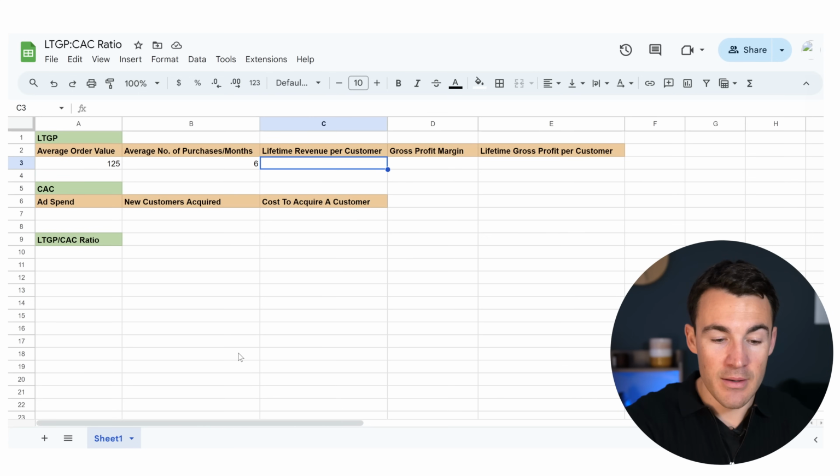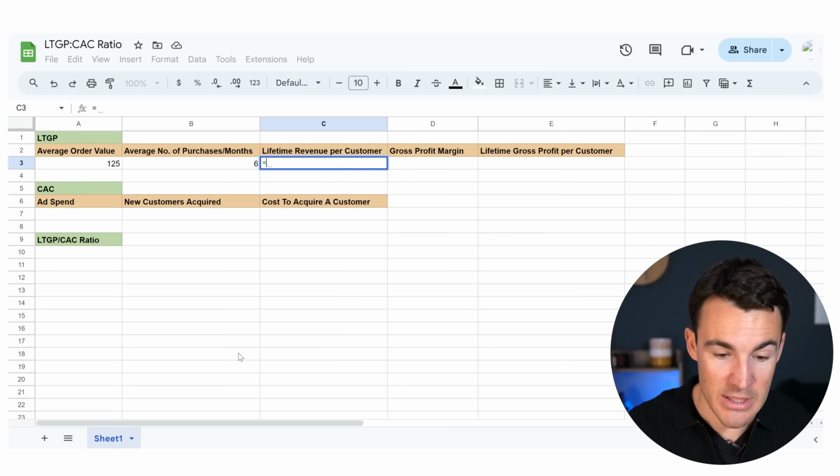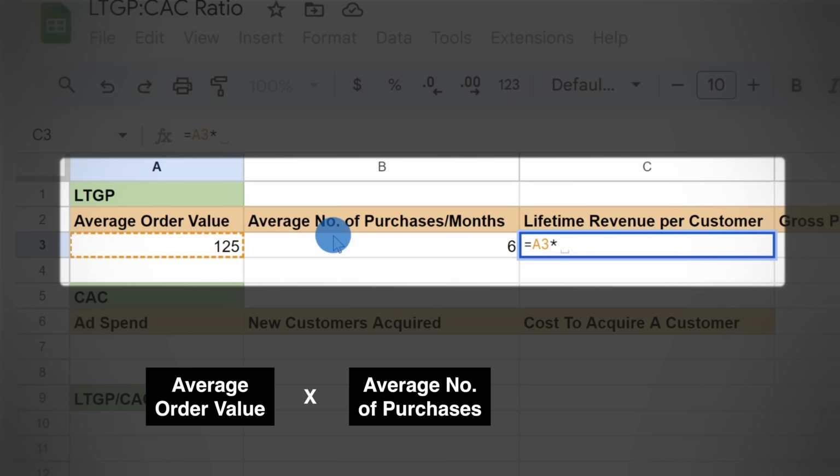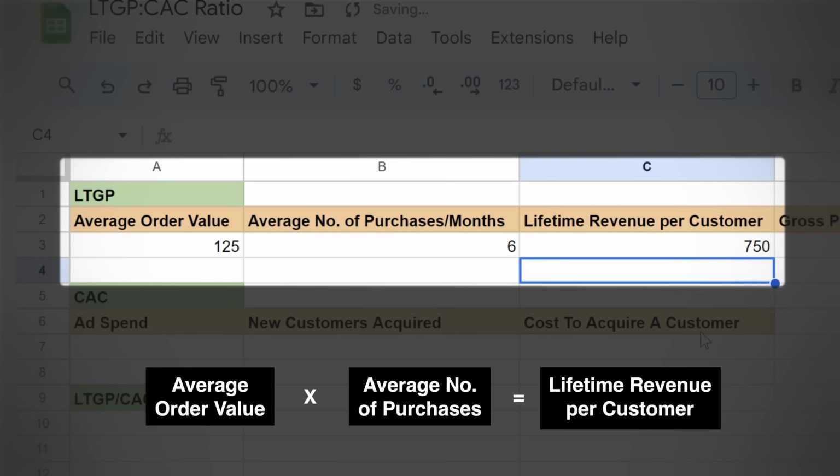Then we simply multiply those two numbers together to get our lifetime revenue per customer, right? So we are just doing 125 times 6, which gives us a lifetime revenue per customer of $750. On average, the average customer that first purchased from our business will go on to spend $750 with us.